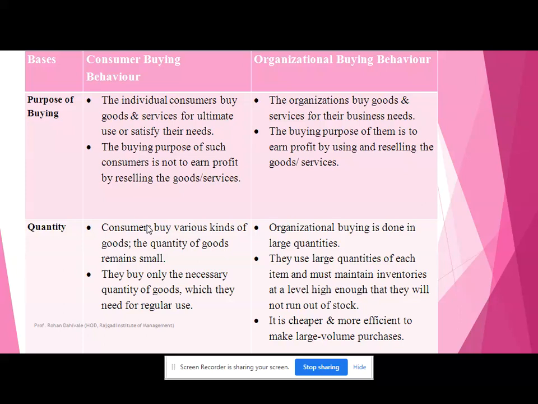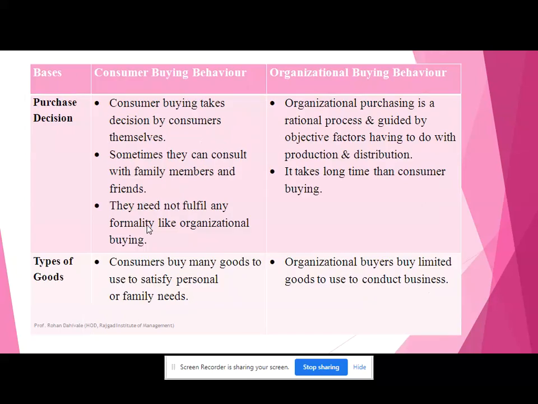So if there is stock out, then what will happen? Then their production will be stopped. So they should avoid stock out. So they are purchasing in large quantities and they are maintaining various inventories. It is cheaper and more efficient to make large volume purchases for them. So these are two points. We will see more points.